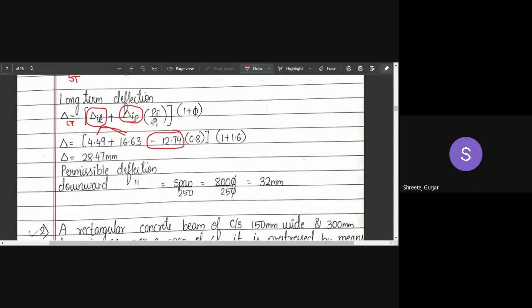Because it is minus, this plus has changed to minus, because the deflection that was due to pre-stressing force was minus. Moving on, the loss ratio they have directly given us as 0.8, right? Loss ratio is given to us as 0.8 in the question, and this phi is also given to us. Substitute and you find out that it is positive, meaning it is downward deflection. So this is the total long-term deflection, delta LT or delta TL, whatever you can write. So delta TL is in the downward direction, plus 28.47.